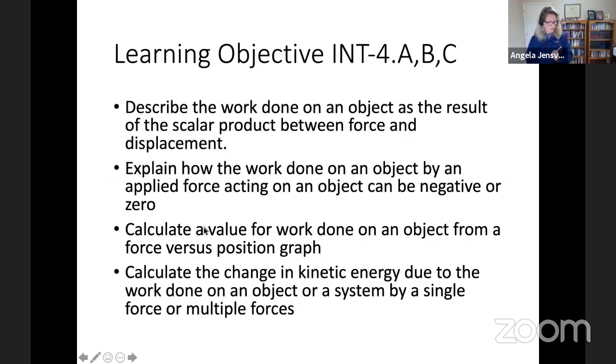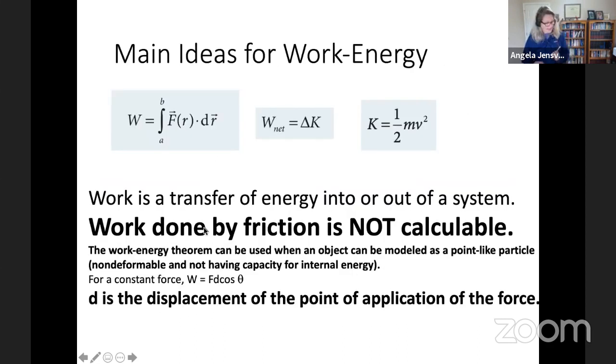Okay, so today we're going to do 3 learning objectives, and here are the main ideas. You have the definition of work. You have the equation for kinetic energy, which we just used, 1/2 mv squared, and then you have the work energy theorem, and that's really important. So the overarching idea, we're talking about work and energy, right?